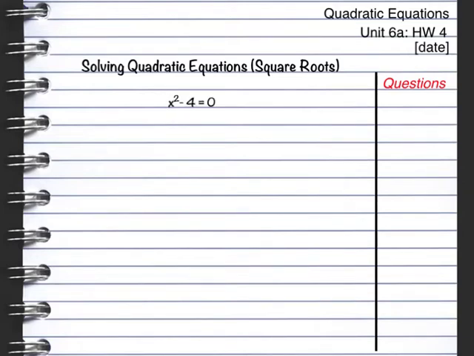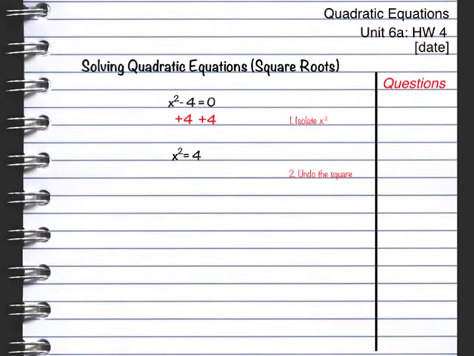So here I have a quadratic equation. Once again, we know it's a quadratic because of the square part of our x. And I have x squared minus 4 equals 0. So when solving using square roots, we want to be able to isolate the x squared term. So I'm going to take my constant and add 4 to both sides to get it on the other side. And that'll give me x squared equals 4.